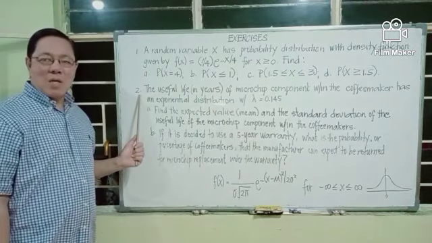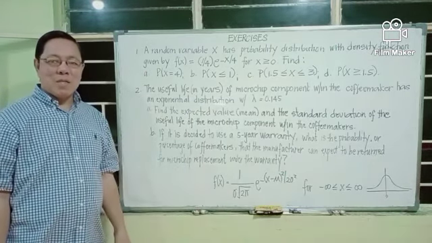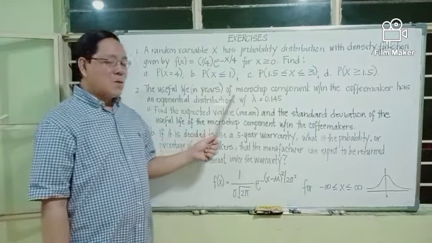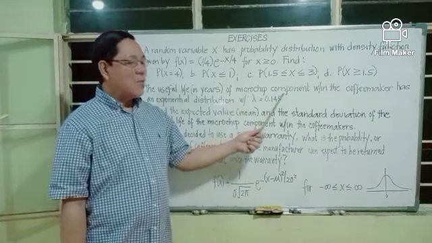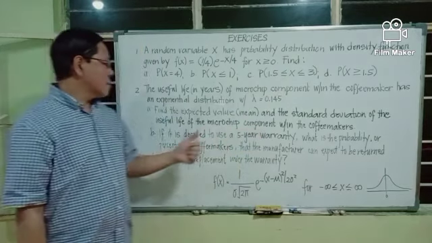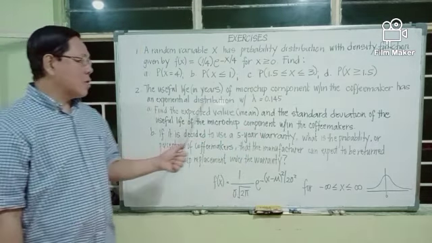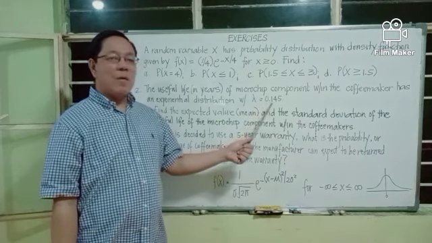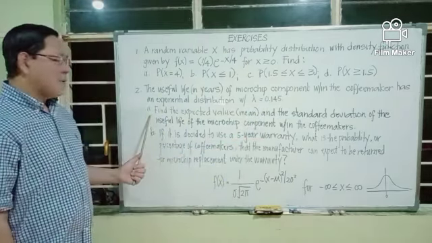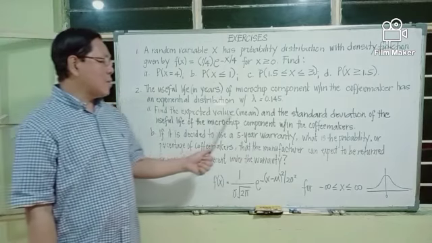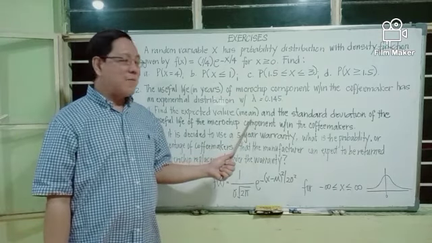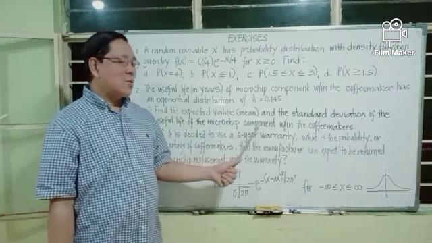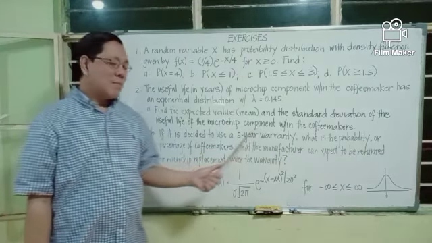Number 2 is an application of the exponential probability distribution. The useful life in years of a microchip component within the coffee maker has an exponential distribution with lambda equals 0.145. Letter A, find the expected value, that is the mean, and the standard deviation of the useful life of the microchip component within the coffee makers.